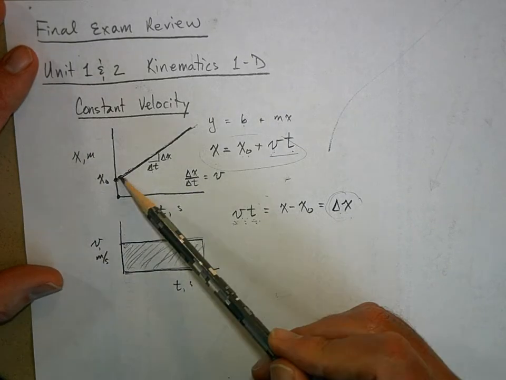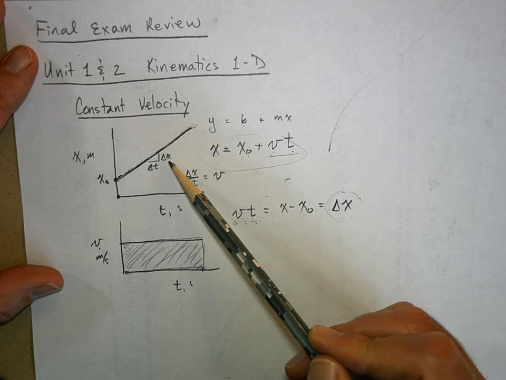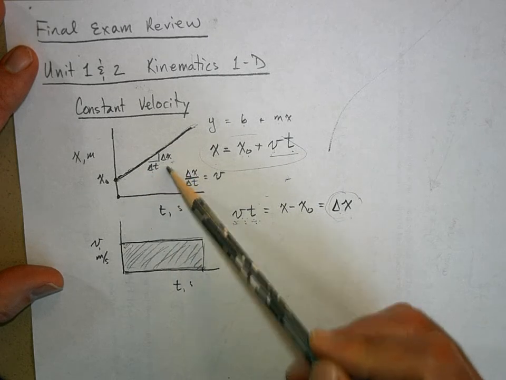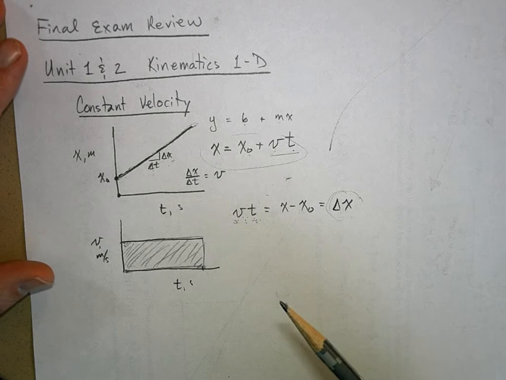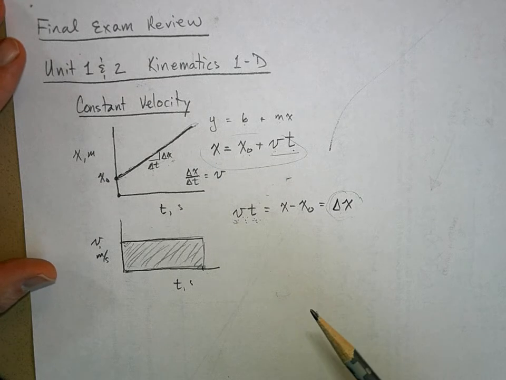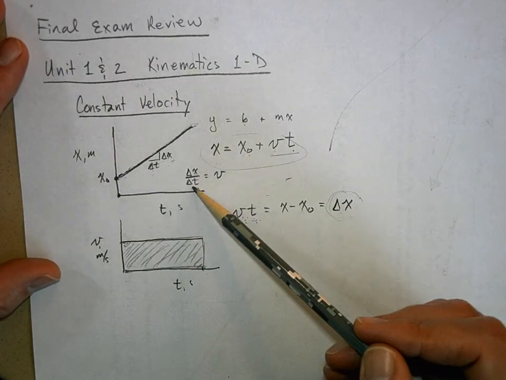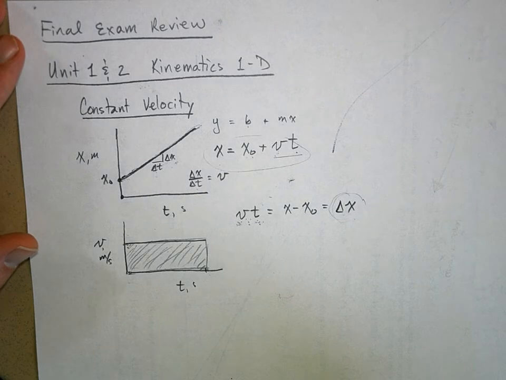But here we do have a slope, and the slope means the rate at which I'm changing my position, delta x over delta t, which is my velocity. What does the area underneath this graph mean? Nothing. At least nothing that I know of.